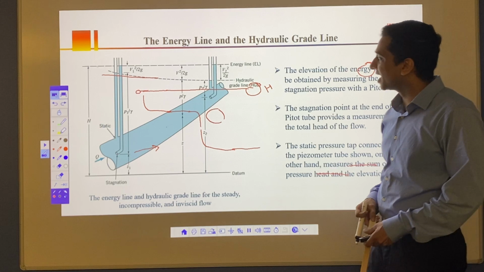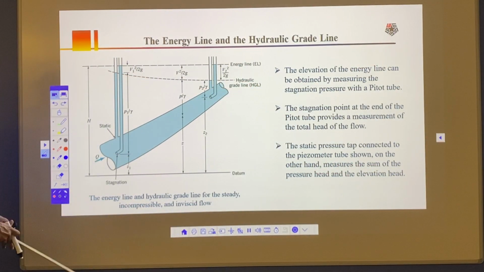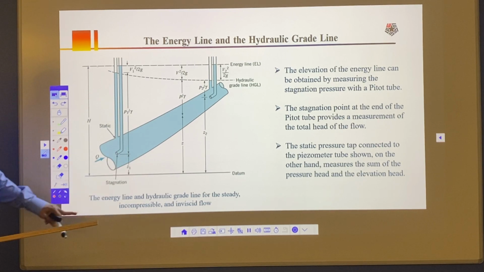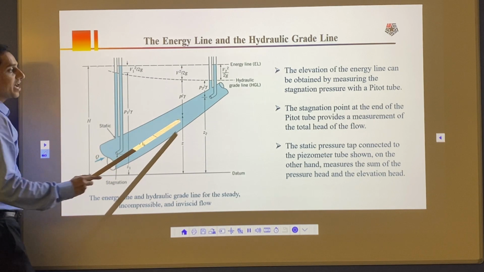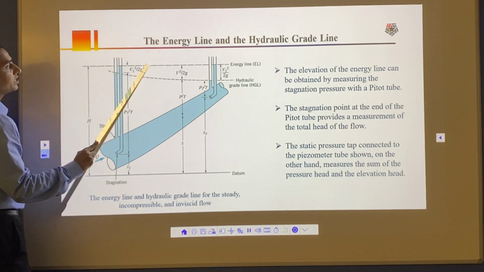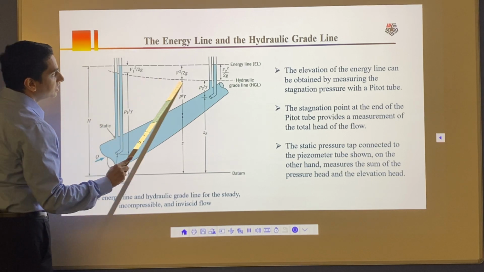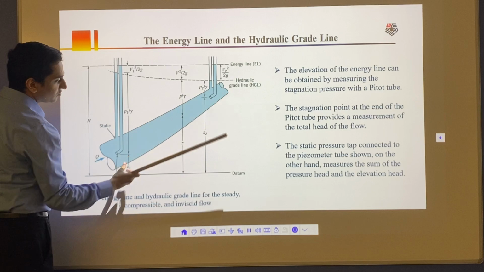Let's say we have another geometry here, to understand the energy line and hydraulic grade line. In this geometry, what we have is a pipe which is narrowing in cross-section area, and it's going in an upward direction. So the energy line at this point will stay constant, and then the hydraulic grade line will decrease. As the water goes up, here as the area of cross section changes, velocity increases.